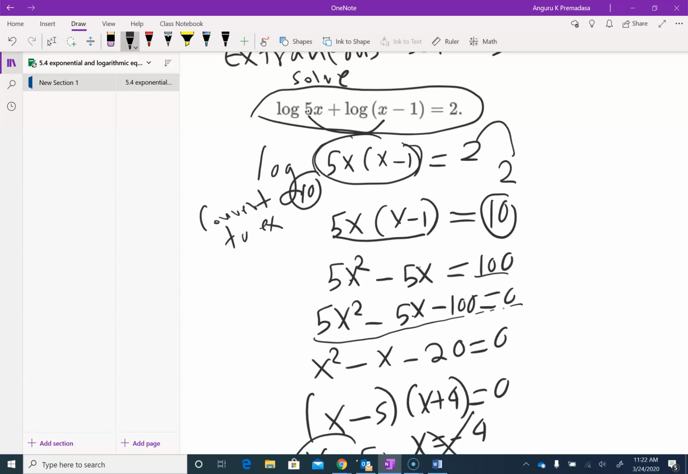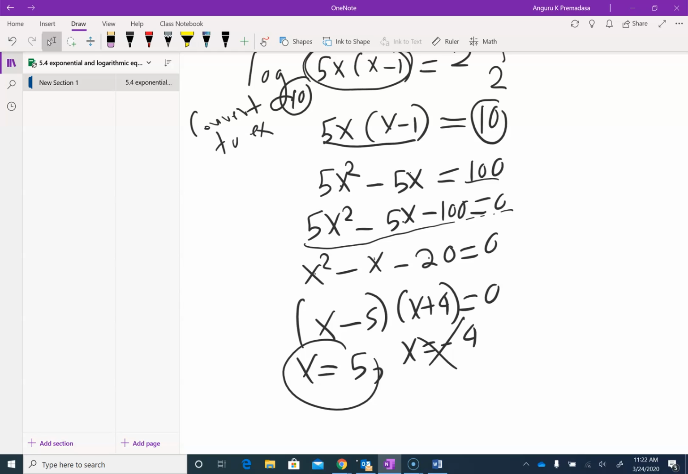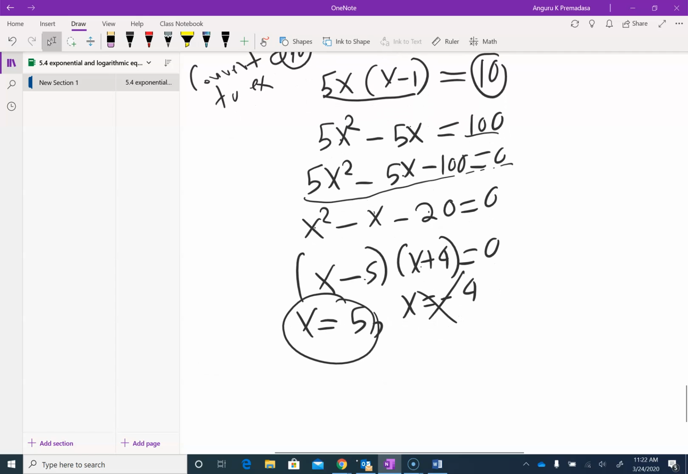5 is a common factor. We can divide it out and we get x squared minus x minus 20 equals 0. When we factor this, we get x minus 5 times x plus 4 equals 0. Two solutions, x equals 5 and x equals negative 4.